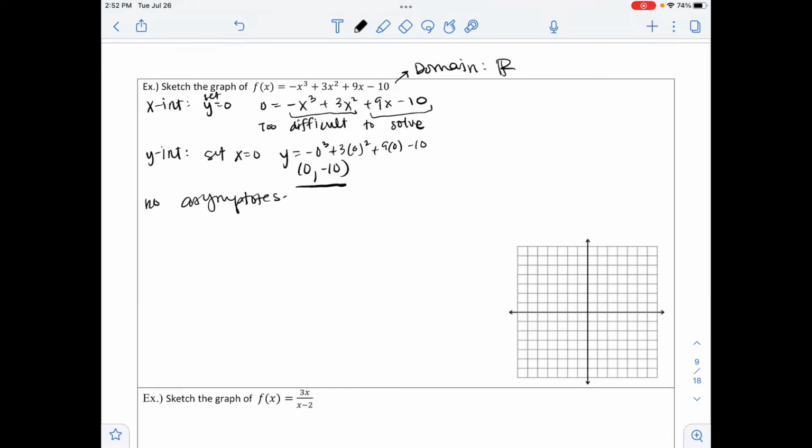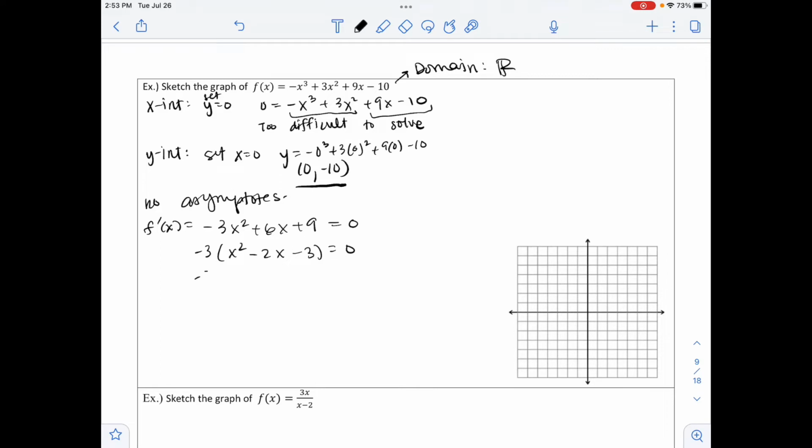So the next thing we do is we're going to look at the first derivative and find our critical values. So first derivative is going to be negative 3x squared plus 6x plus 9, and set this equal to 0. Setting this equal to 0, we can solve this. First thing I'm going to do is factor out a negative 3 as my GCF.